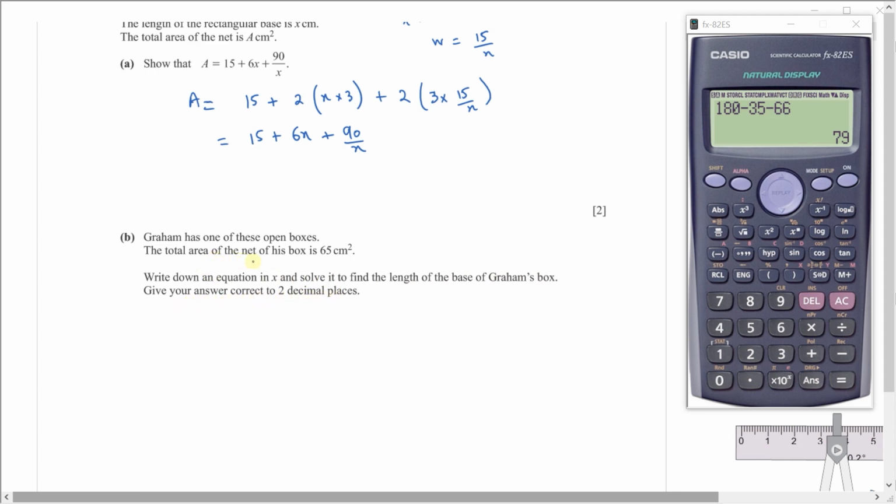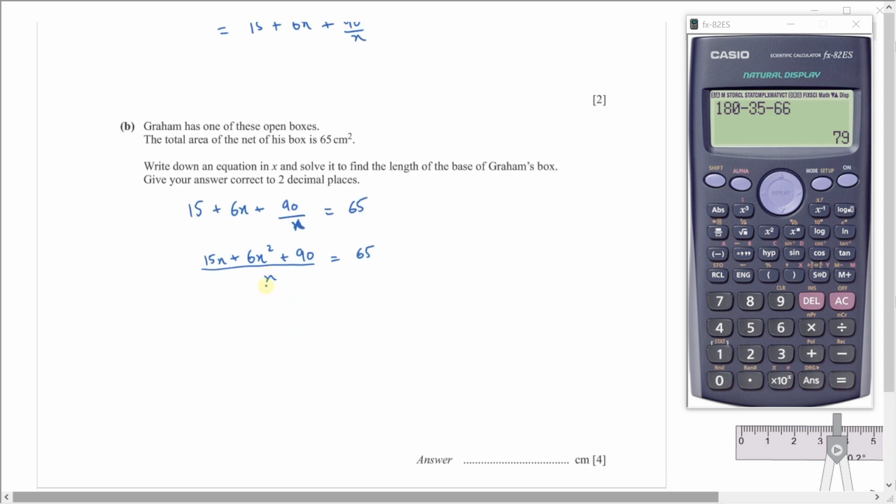So you're given that the total area of the net of his box is 65, and you have found that the total area is given by this equation. So 15 plus 6x plus 90 over x is the total area, which is 65. So this is the equation in x, and we will solve this now to find the value of x. I'll take x as the LCM. So x will be multiplied here. So I will get 15x plus this will become 6x square plus 90 equals 65.